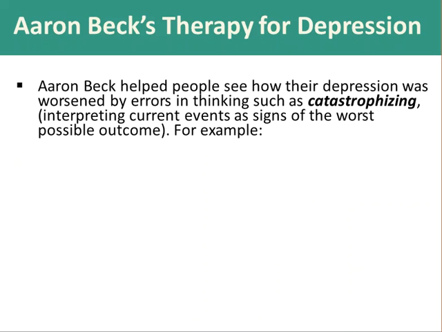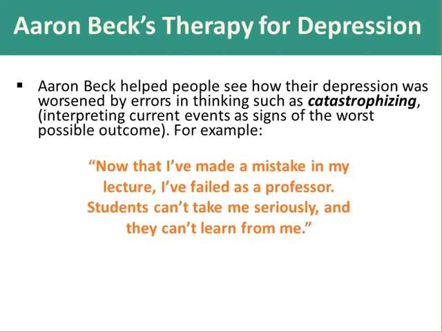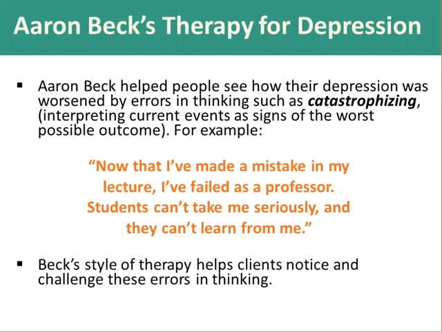Aaron Beck's therapy for depression. Aaron Beck helped people see how their depression was worsened by errors in thinking such as catastrophizing, interpreting current events as signs of the worst possible outcomes. For example, "Now that I've made a mistake in my lecture, I failed as a professor, students can't take me seriously, and they can't learn from me." Beck's style of therapy helps clients notice and challenge these errors in thinking.